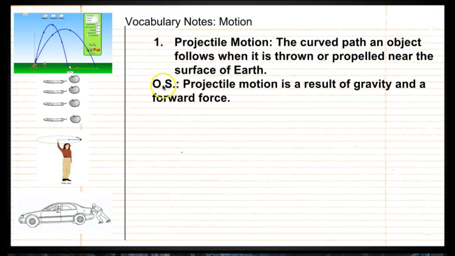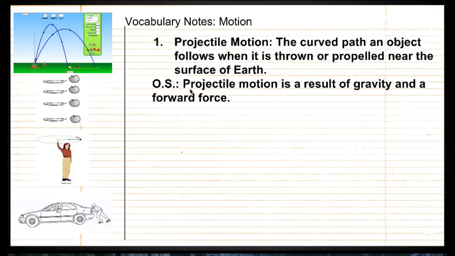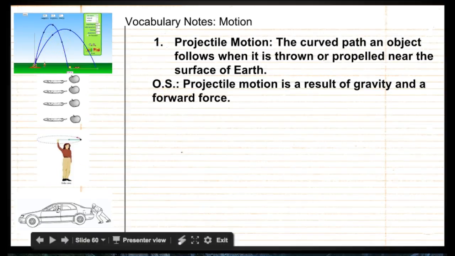Alright, this is the kind where you make an original sentence, so go ahead and write this original sentence. I always do the first one for you. Write projectile motion as a result of gravity and of forward force. Once you're done, make sure you do that for the other ones. I'll just do this one for you. And then draw this picture.